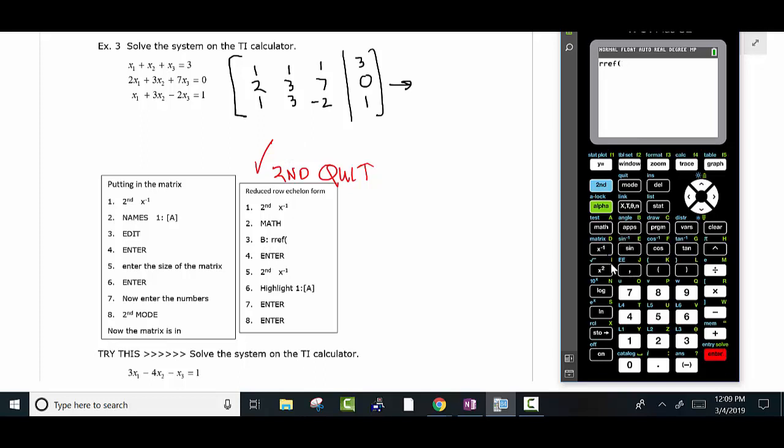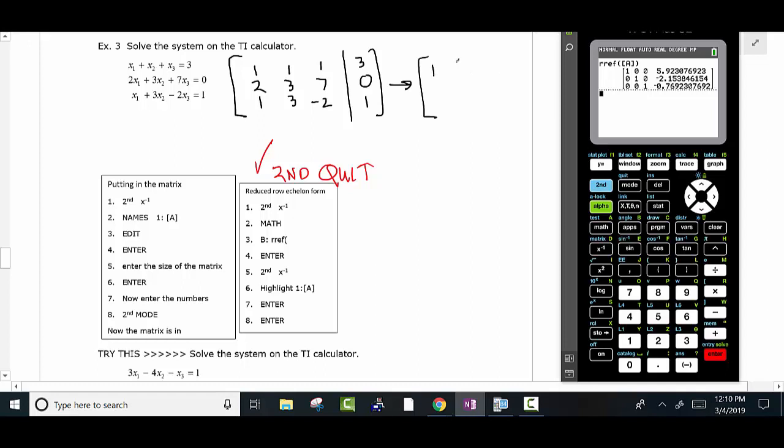So you got to go back to step 5, second x to the negative 1. And then you got to highlight the A and just press enter. So ultimately what you want on your calculator is matrix A in and then that on your calculator. Now when you press enter, it'll give you the reduced row echelon form. So if we've done that right, are you guys getting a bunch of decimals on that like I am? Okay, that'll happen sometimes. It doesn't have to be whole numbers, so we're just going to round this off.